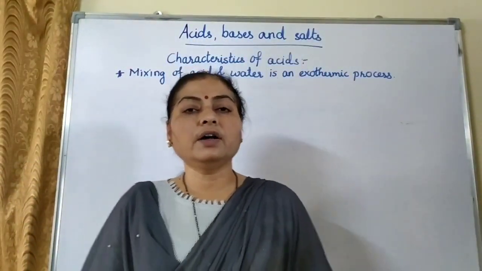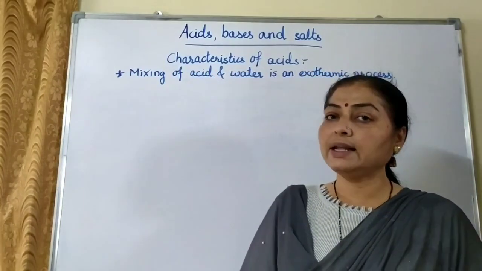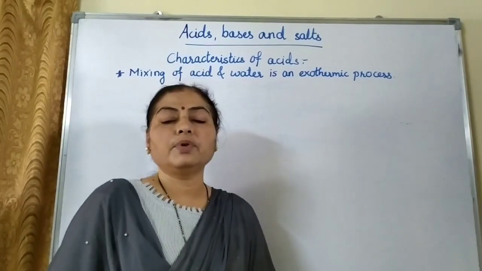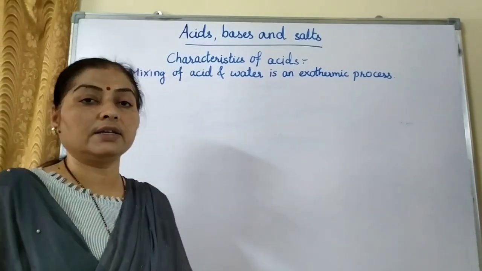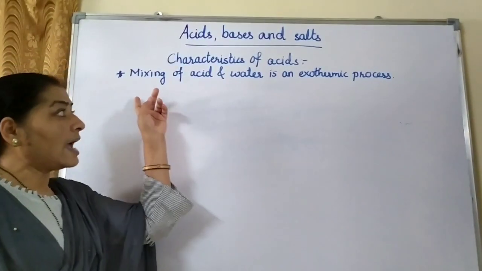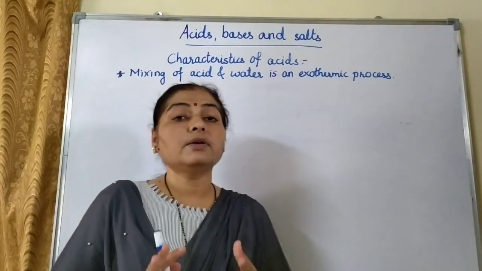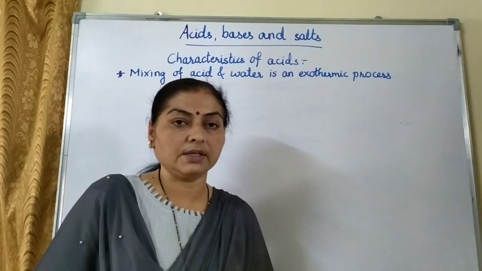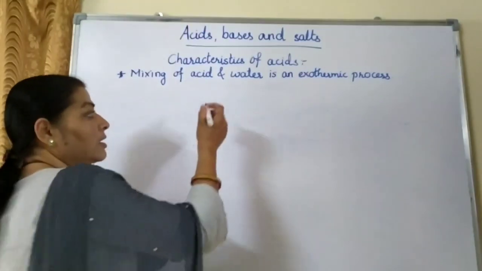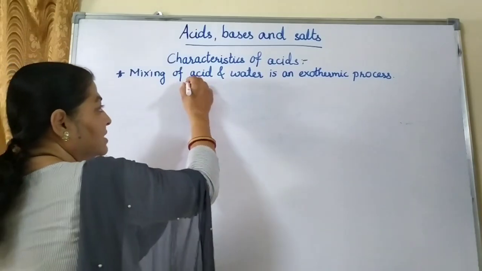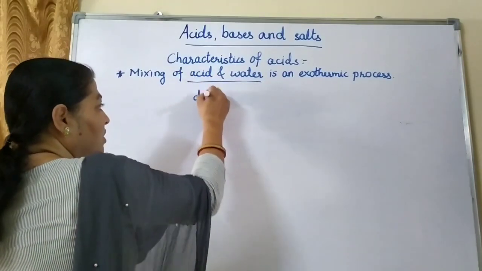So children, we have earlier seen in the first chapter what is an exothermic process. An exothermic process is that process in which heat is released. So when acid is mixed with water, there is a lot of heat produced in the mixing process. So how should we mix an acid in water? The mixing of acid with water is known as dilution of acid.